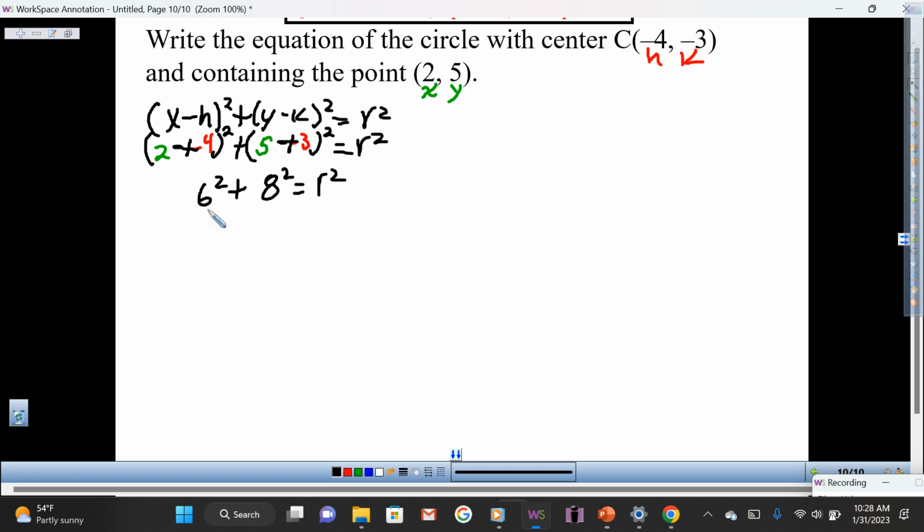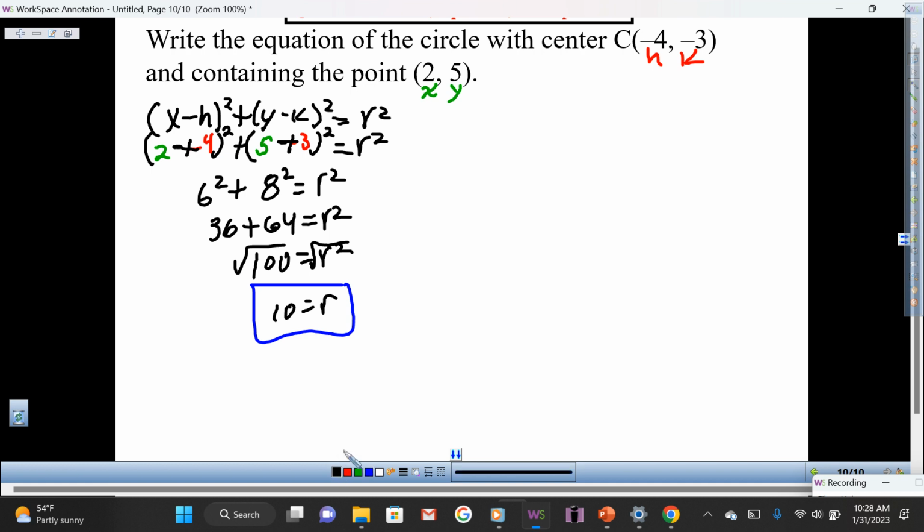Let me continue. What is 6 squared? 36. 8 squared is 64. 36 plus 64 is 100. And we need to solve for the radius, right? What do we do? Square root. 10 equals r. So my radius is 10.